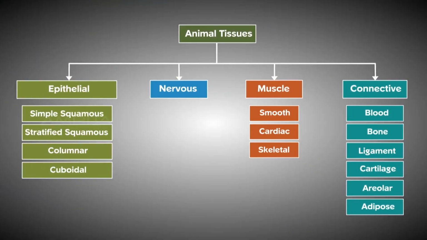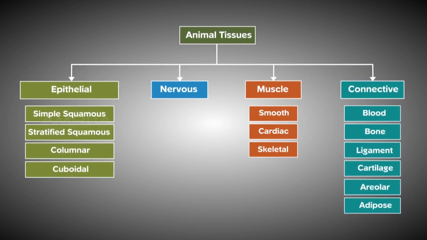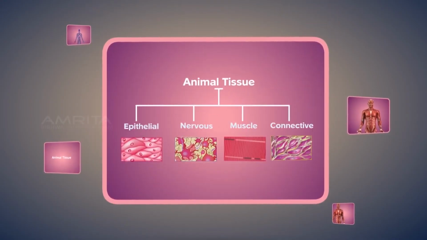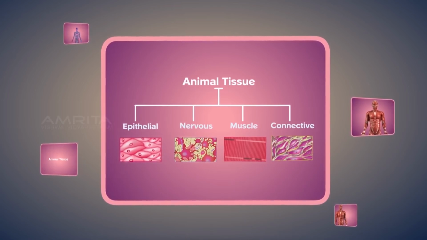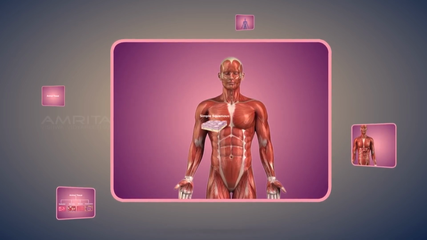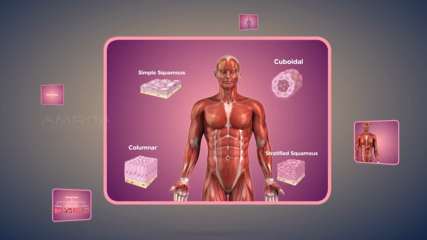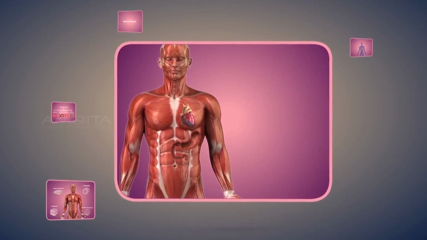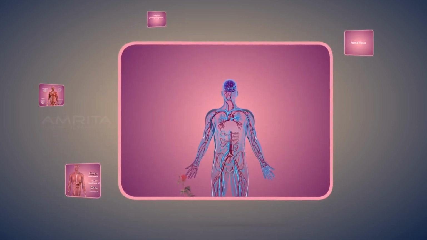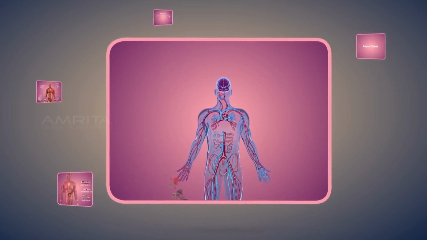In conclusion, we have seen and understood the types of animal tissues, their subclassifications, and their functions. Things to remember: animal tissues are grouped into epithelial, nervous, muscle, and connective tissues. Epithelial tissues are subdivided into simple squamous, stratified squamous, columnar, and cuboidal epithelium. The three types of muscle tissues are skeletal, smooth, and cardiac muscles. Cells of the nervous system, called nerve cells, are specialized to carry stimulus from one place to another within the body.